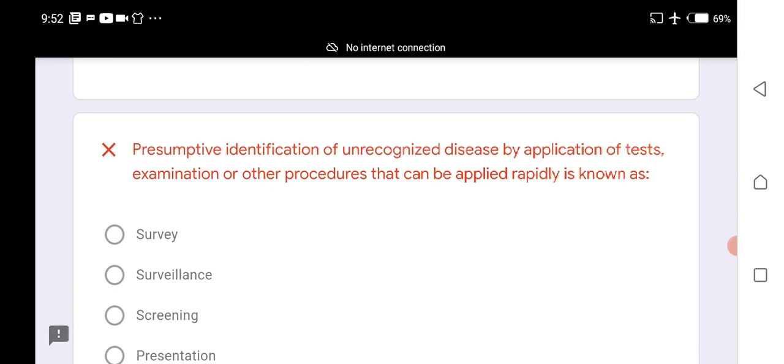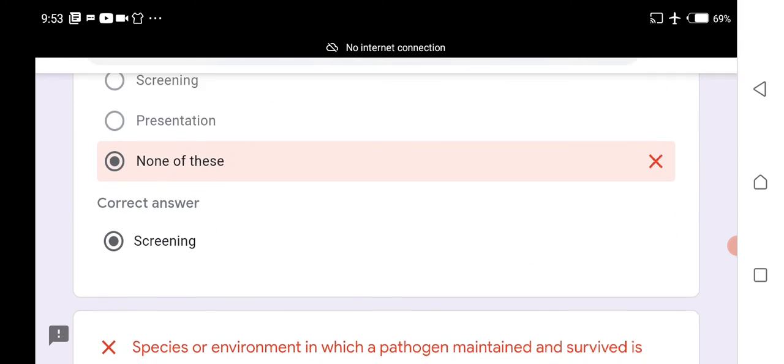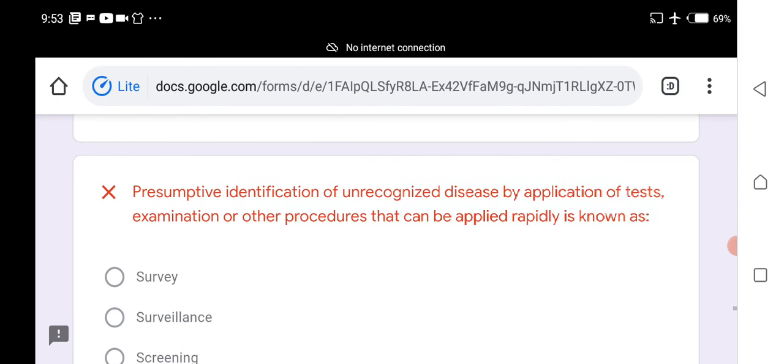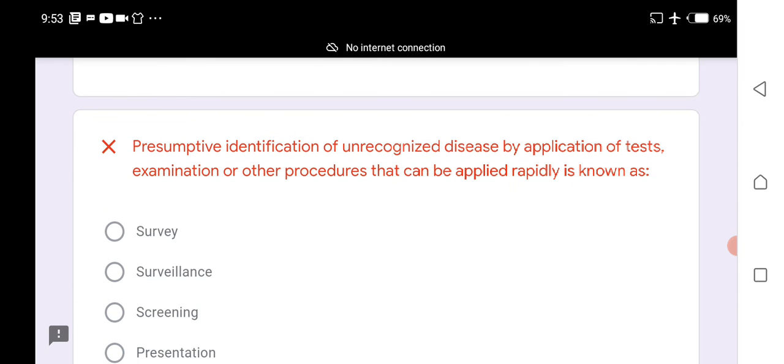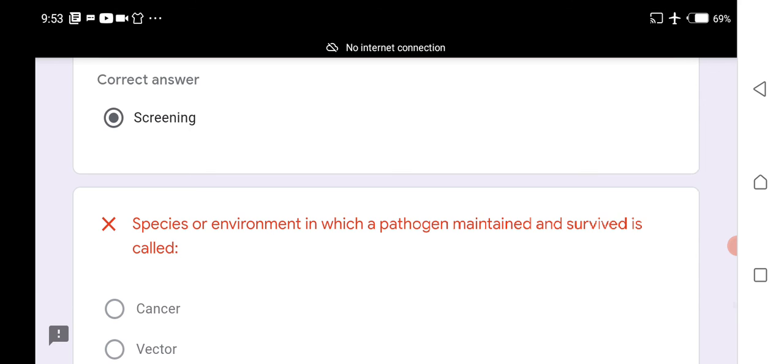Screening is defined as the presumptive identification of unrecognized disease by application of tests, examination, or other procedures that can be applied rapidly.